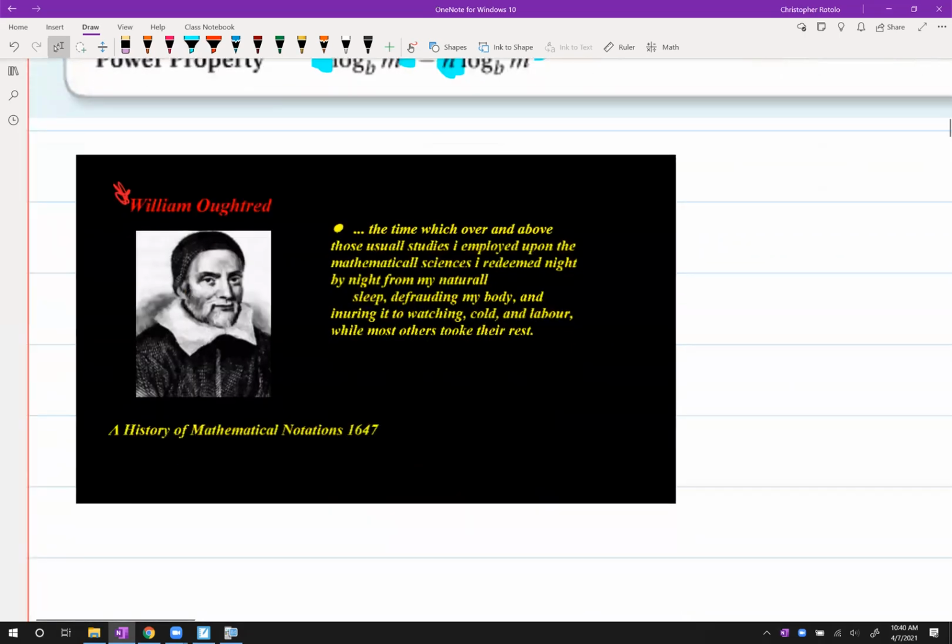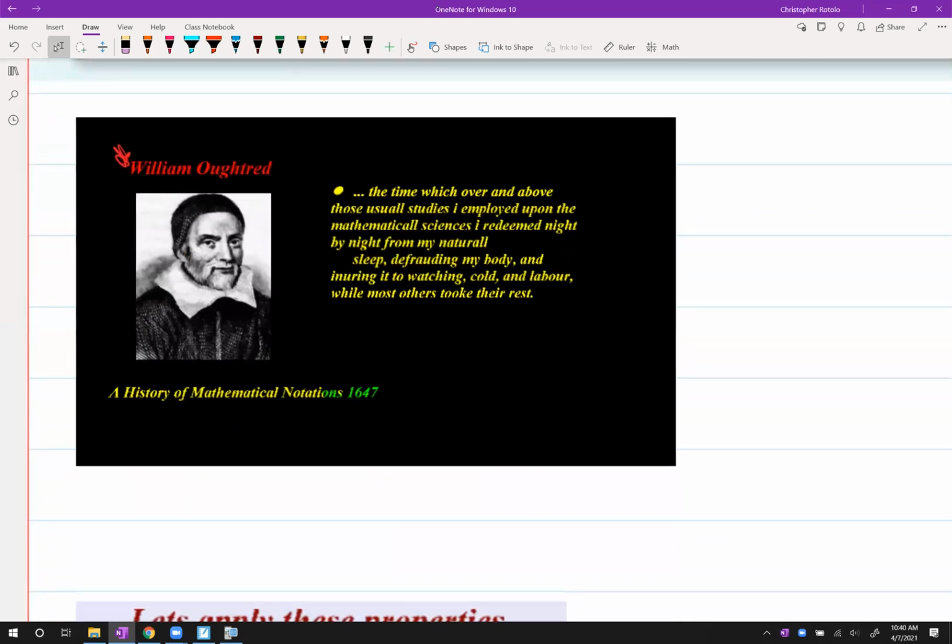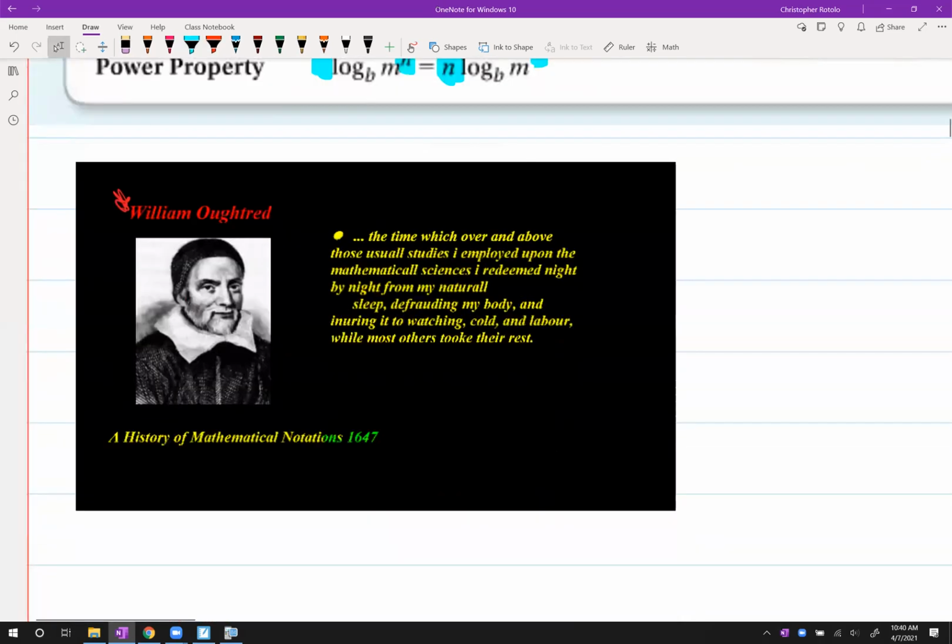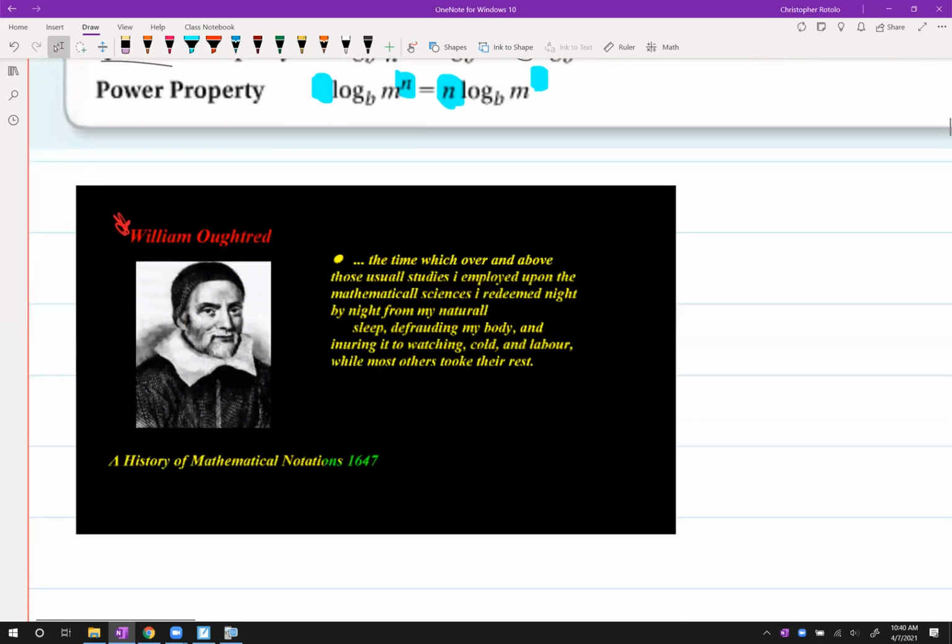So a long time ago, you notice here around 1647, this guy William Oughtred, he had a medical issue where he couldn't sleep, right? So he had some interest in science and math. So what he did is instead of sleeping, when others took their rest, he says, when others took their rest, he worked in watching, doing his cold labor.